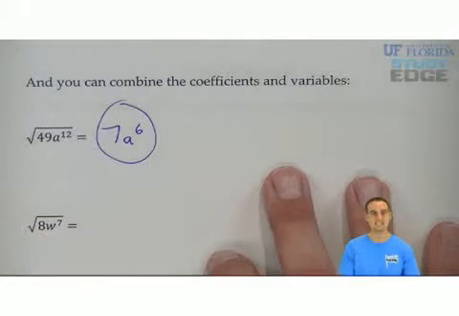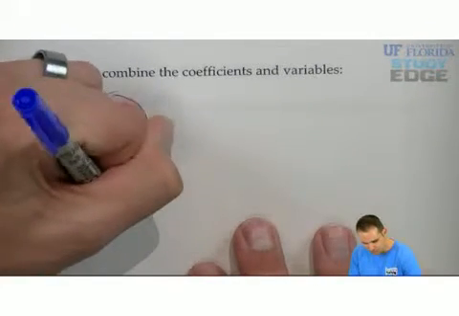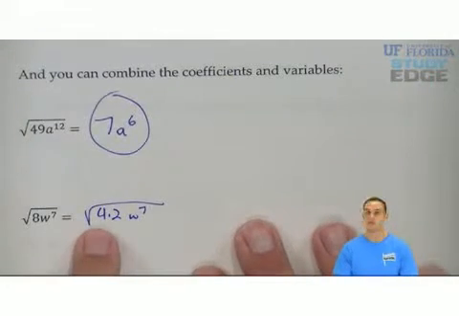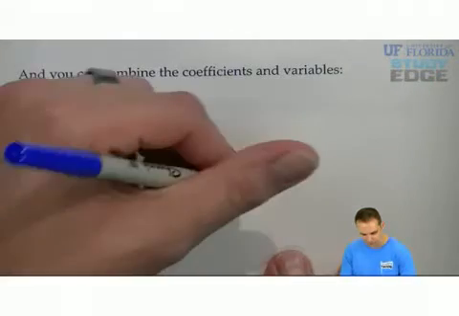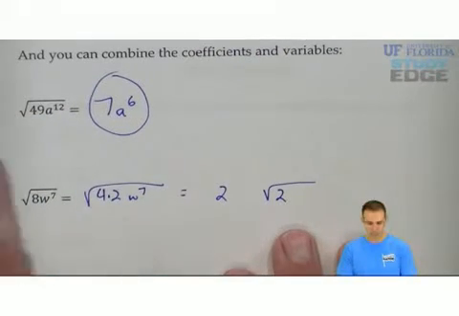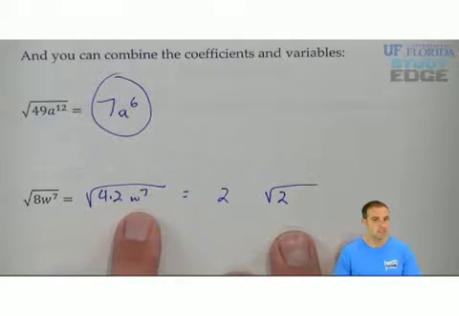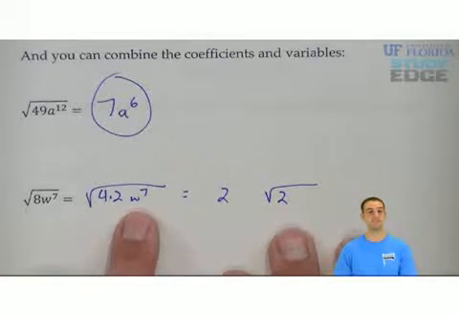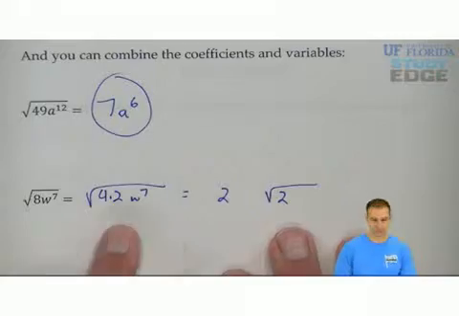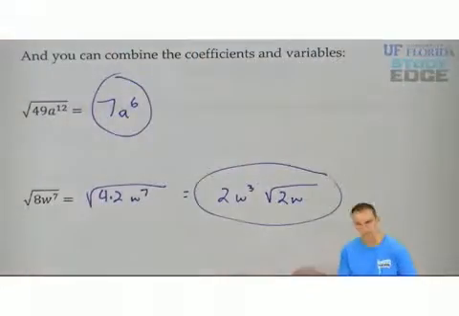But then in this case, 8, you'd have to maybe rewrite this. 8 is 4 times 2. You got a perfect square. The square root of 4 is 2 with a 2 left over. So notice I dealt with the coefficient, the number, first. Now I have 7 w's. How many pairs is that? 2 goes into 7 3 times with 1 left over.